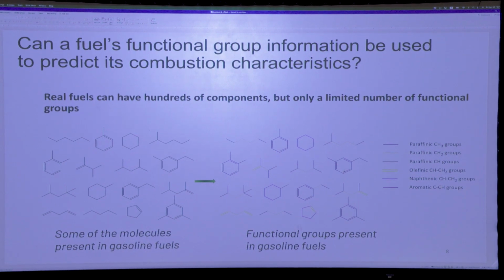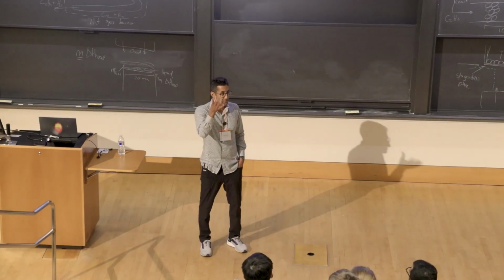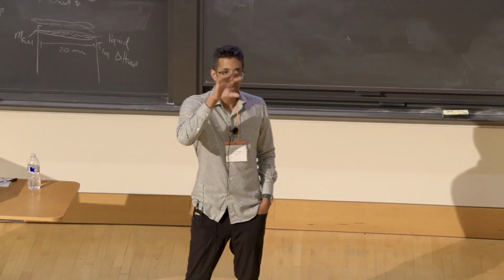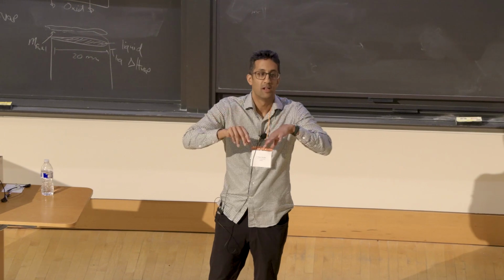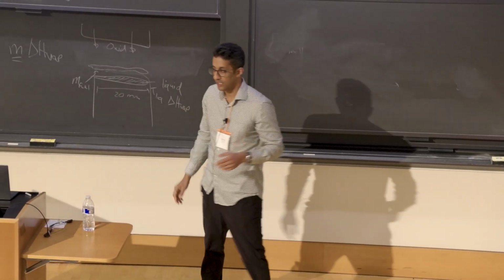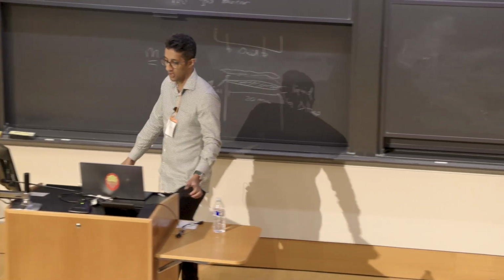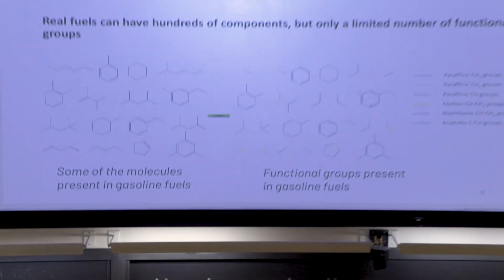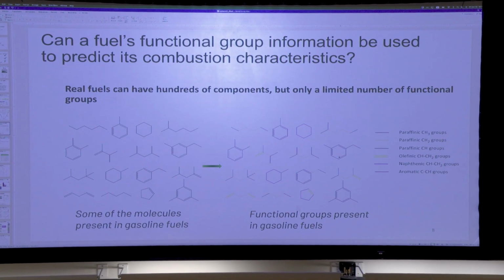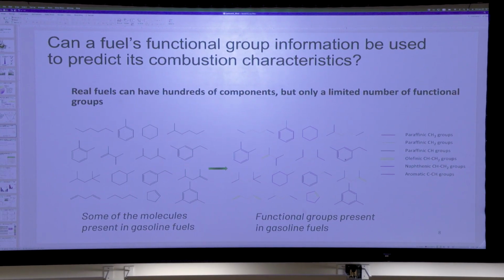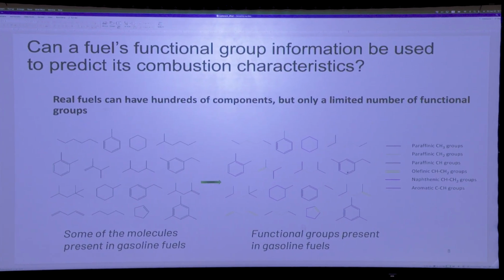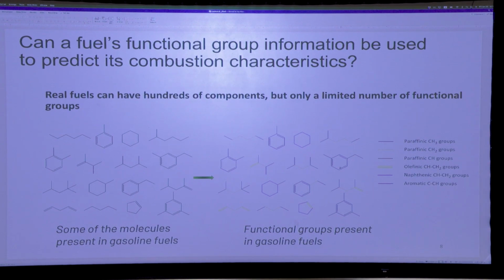Can we divide up a complex mixture into individual groups? Just like in group additivity, we divide an individual molecule into groups. Now we say we divide a mixture of many hydrocarbons into groups, and these groups are common across different molecules. And it's just a hypothesis. We first ask, can we do this? And if we do this, can we start to then understand the combustion chemistry in terms of these groups rather than individual molecules?